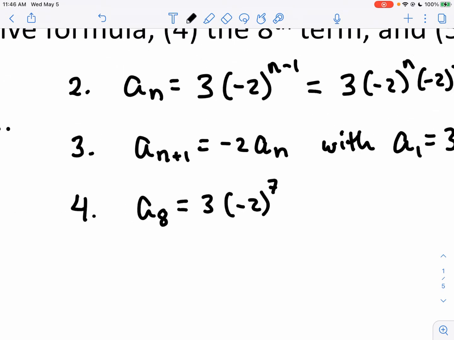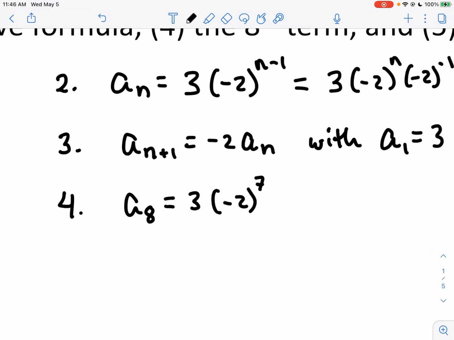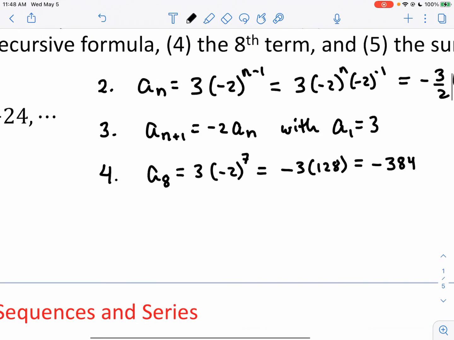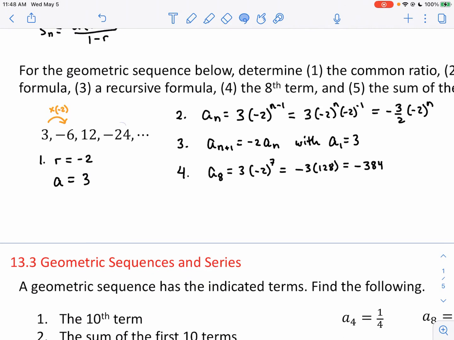Of course, you can reach for a calculator. I know that 2 to the 5th is 32, so 2 to the 6th is 64, and 2 to the 7th is 128. And a negative number to the 7th will stay negative. So we have 128, and then we're going to triple that, and so we should get a negative number here. We're going to do 3 times 128, and we get negative 384.